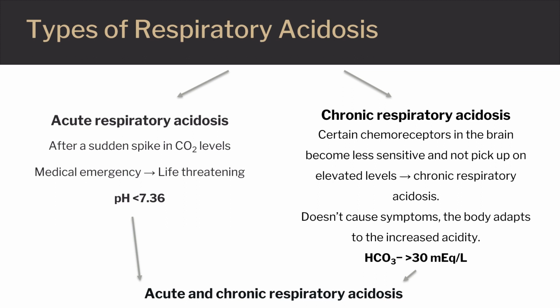Some people have chronic respiratory acidosis and develop a co-occurring illness that affects ventilation. This can make your chronic presentation worse, even if you'd never noted symptoms before. Doctors classify this type as a combined type of both acute and chronic respiratory acidosis.